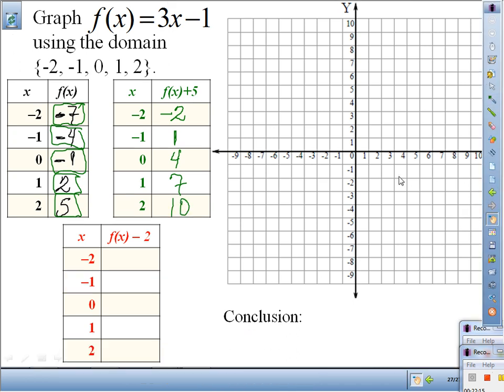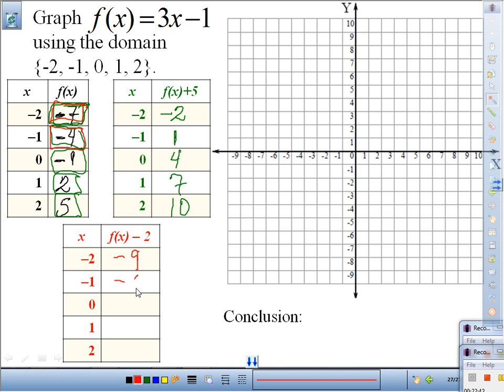All right, let me help you with the first value of the red one. This is f of x minus 2. What was our first f of x here? Oh, let me change the color, sorry. -7. What is -7 minus 2? -9. Next value, what is -4 minus 2? -6. Next value, -1 minus 2 is -3. Next value, 2 minus 2. And the last one, 5 minus 2, that is 3. All right.